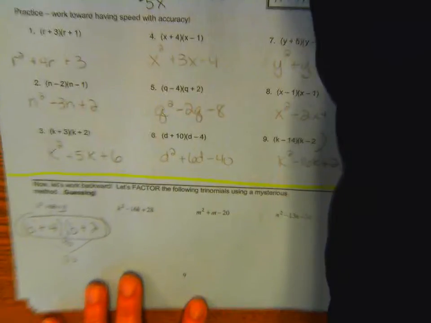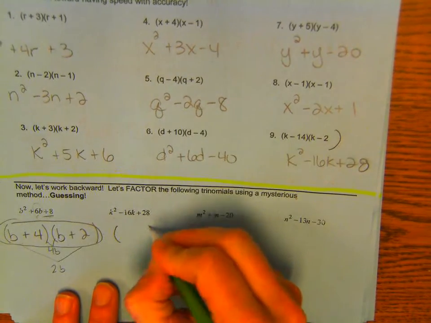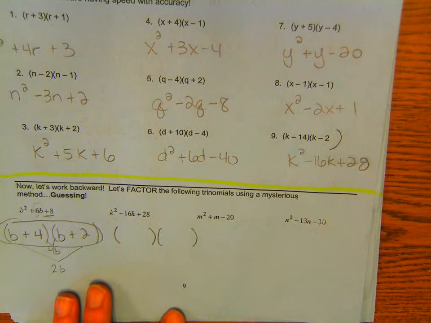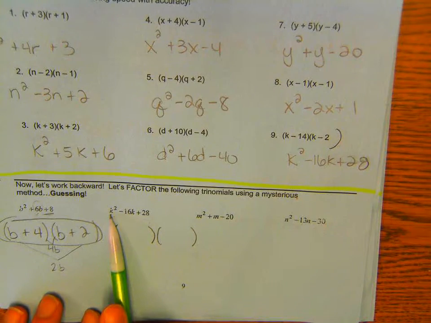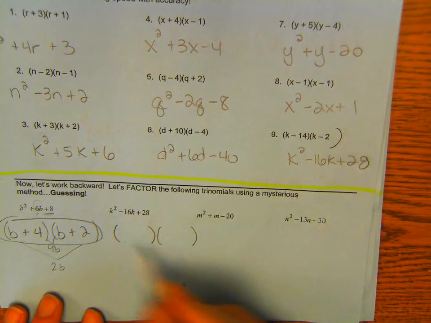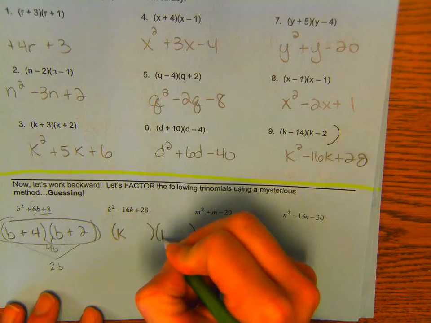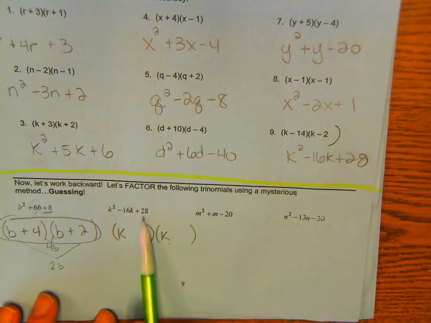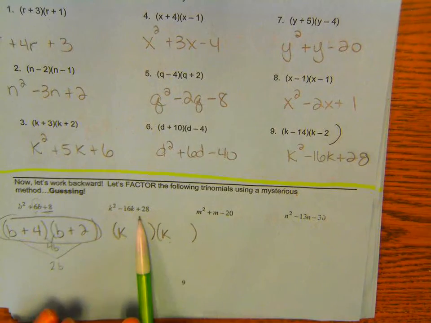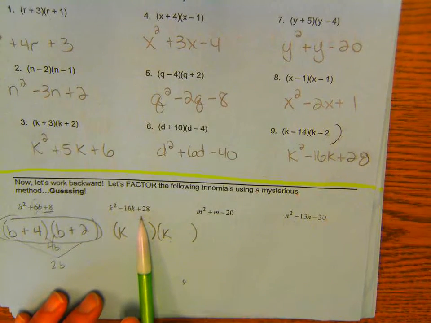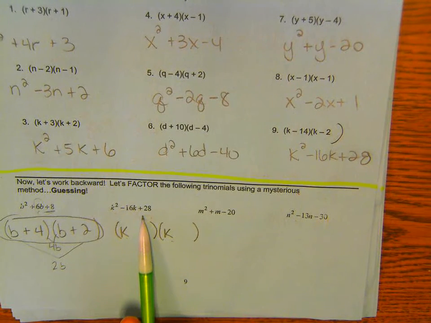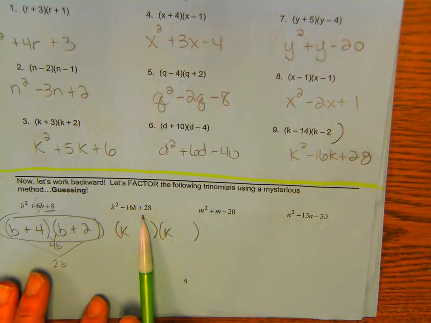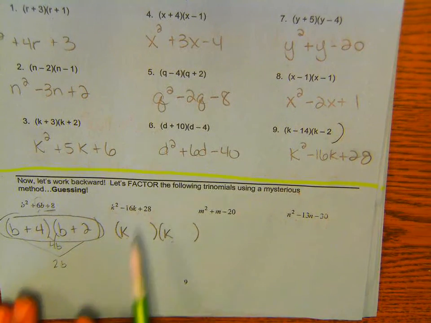All right, let's take a look at the next one. We know if it's written this way, it's possibly two binomials. What are going to be the first things? K and K. Now, positive 28. What are things that multiply to be 28? Well, 14 and 2, or 7 and 4, right? Or -14 and -2, or -7 and -4, because isn't a negative times a negative also positive?